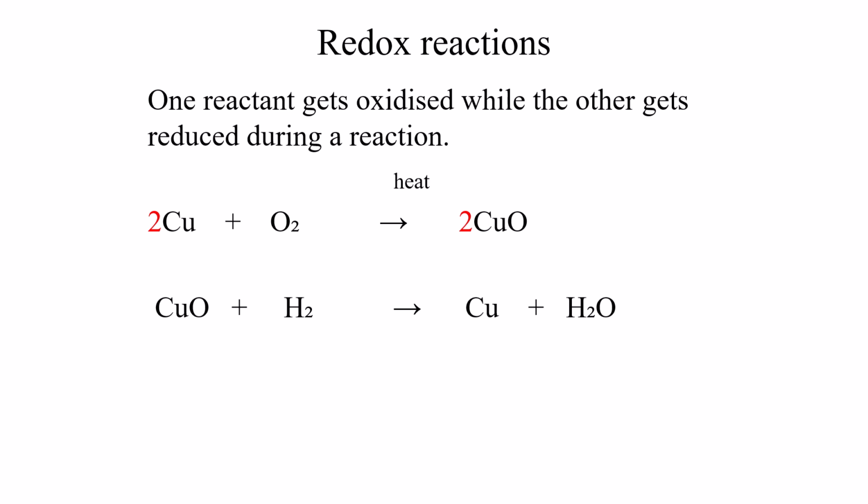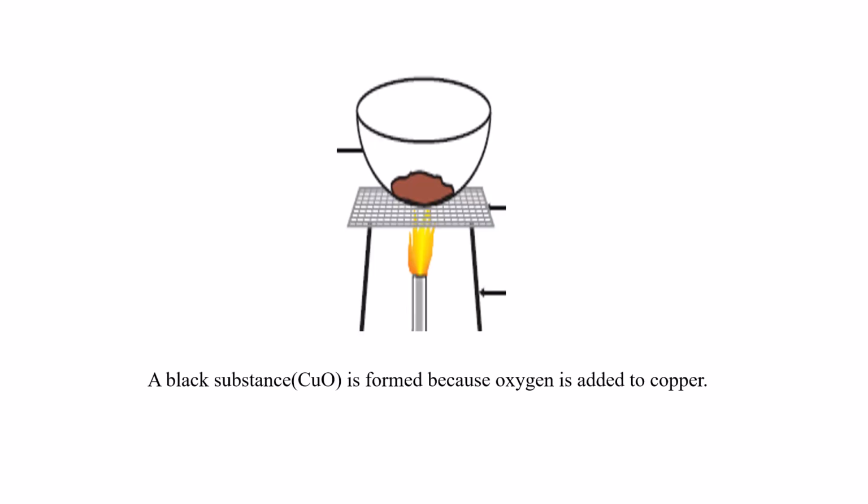Let us understand better about oxidation reduction reactions by doing this activity. In this activity, heat a china dish containing 1 gram of copper powder. On heating copper powder, a black substance is formed because oxygen is added to copper. This black substance is called copper oxide.